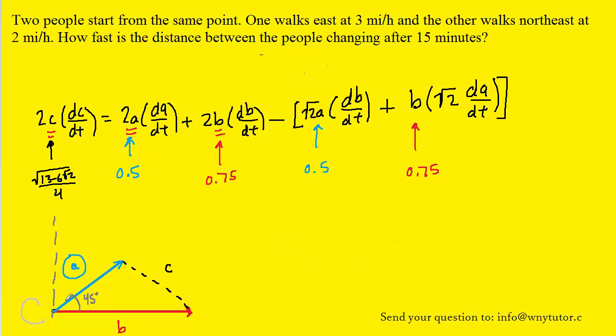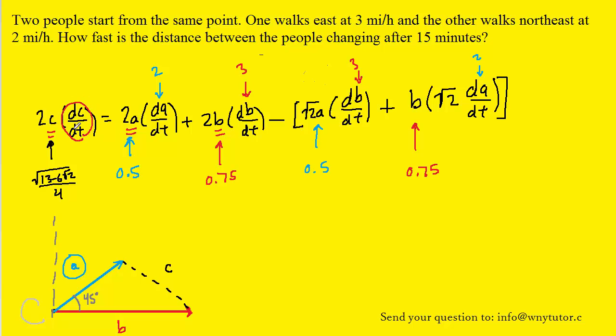Now for the rates, recall that the person that was walking northeast was doing so at a rate of 2 miles per hour. So dA/dt will equal 2. The person that was walking towards the east was walking at a rate of 3 miles per hour. So dB/dt will be 3. And dC/dt is actually what we're trying to solve.